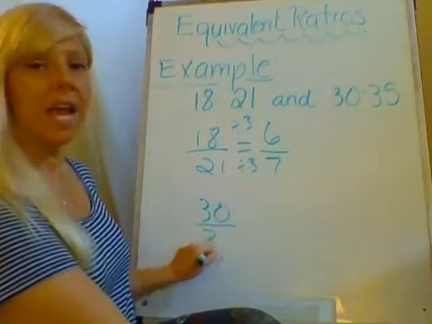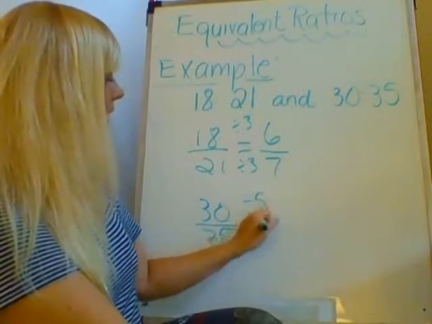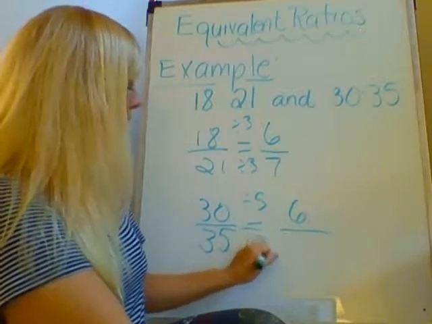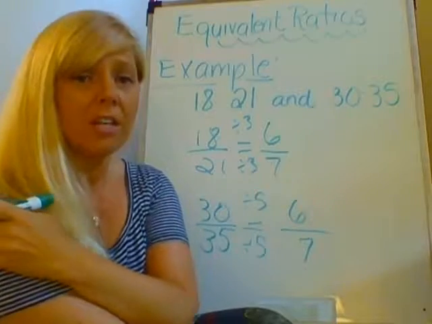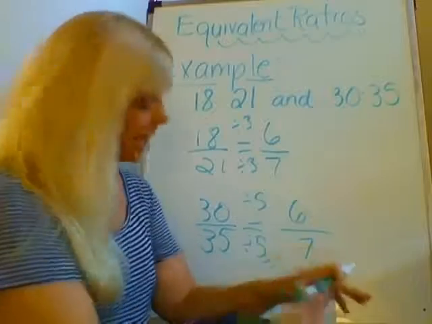I know, since they end in a 0 and a 5, that 5 goes into both of these. So 30 divided by 5 is 6, and 35 divided by 5 is 7. They both give me the same fraction in simplest form, so these two ratios are equivalent.